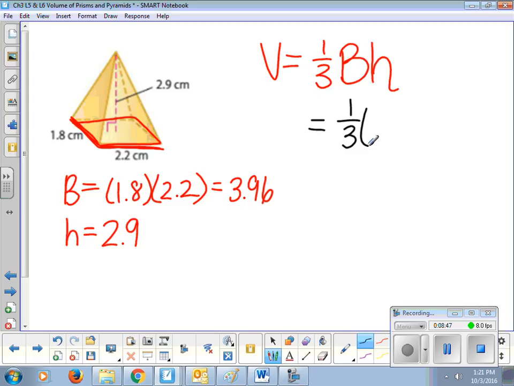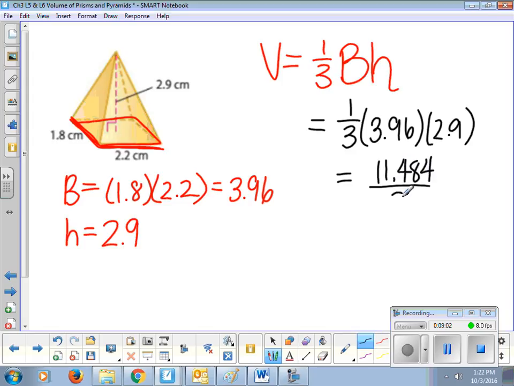Bring down our 1/3, capital B is 3.96, and our height is 2.9. If you multiply 3.96 times 2.9, you get 11.484, which we still have to divide by 3. And when you divide that value by 3, you get 3.828. Our units are centimeters cubed for volume.